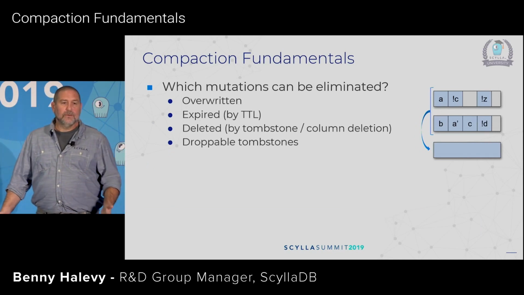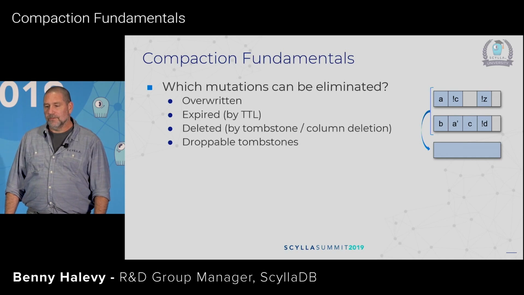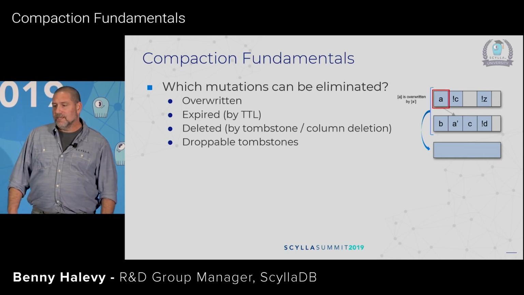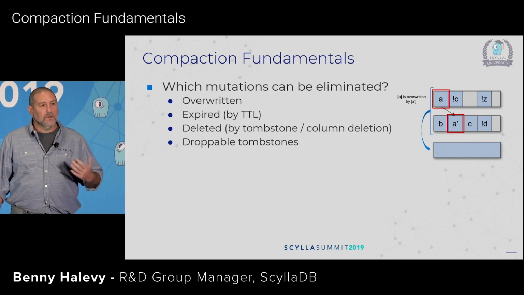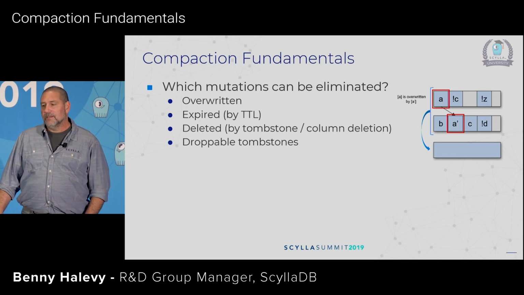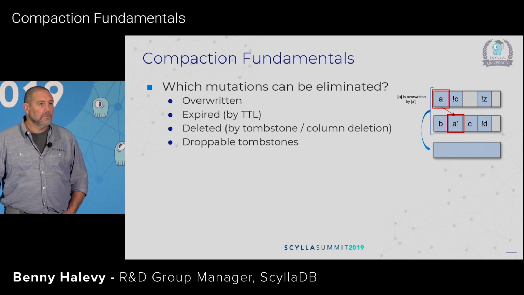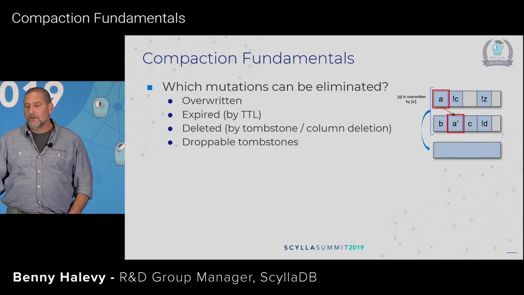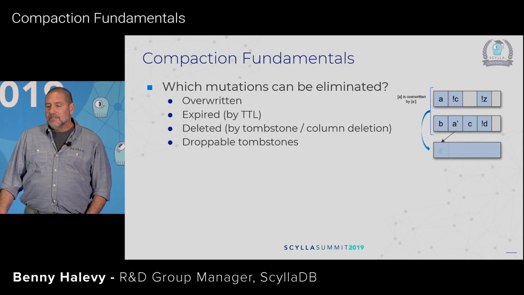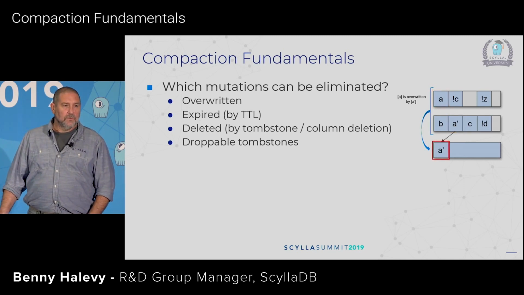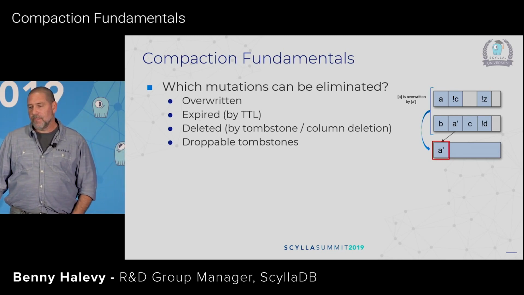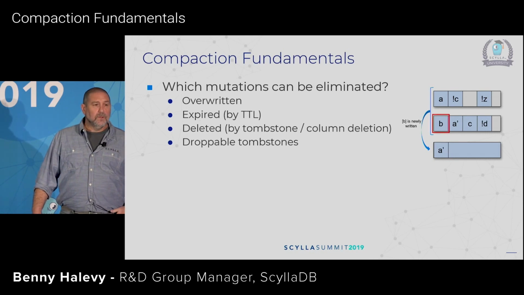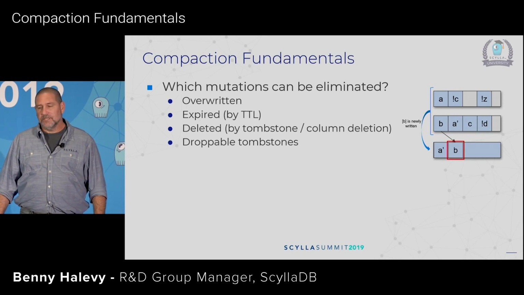So what can we eliminate during compaction? Let's go over a few examples. So say one SSTable has a write of A into some cell, and another SSTable has A prime, which is a newer version of the same cell. In this case, we just have to keep A prime, which is the newest content for this cell. If we only have one update to the cell, we just copy it onto the output SSTable.